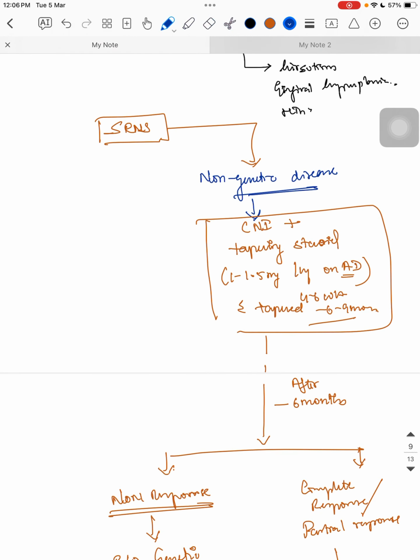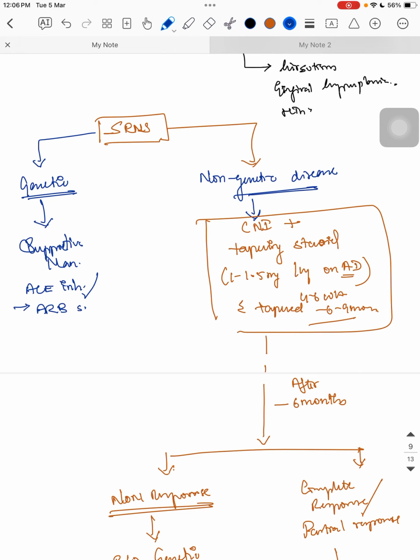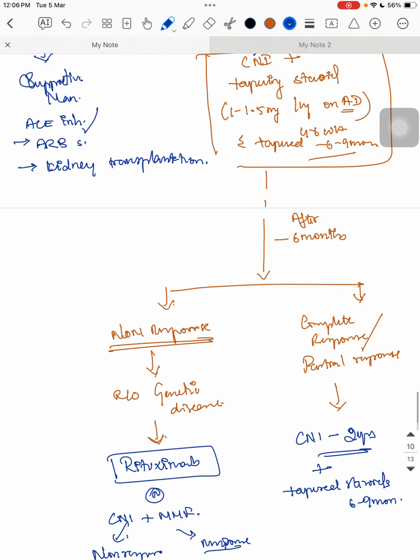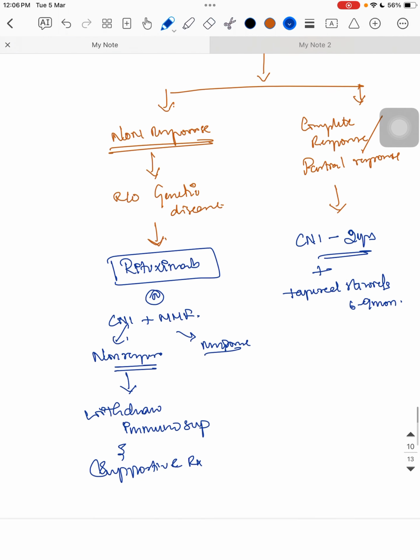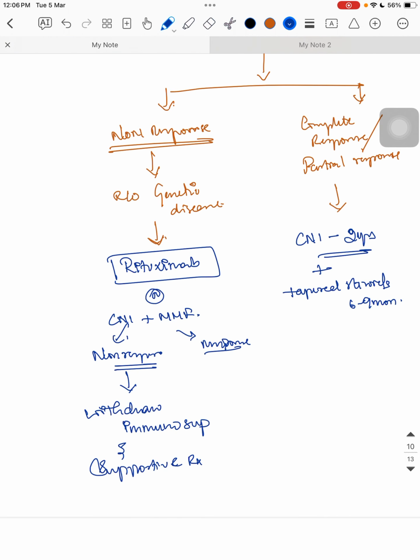Next, this is about non-genetic disease. Once you find the child to have a genetic disease, everything is supportive management only. Give supportive management with ACE inhibitor or ARBs. Counsel about the risk of kidney failure and also prepare the child for kidney transplantation. So this is about the treatment for a child with steroid resistant nephrotic syndrome.